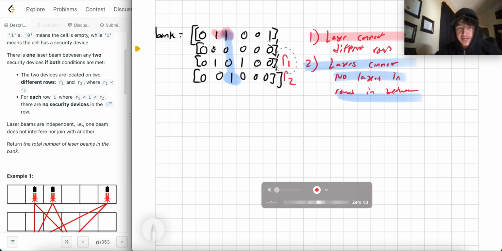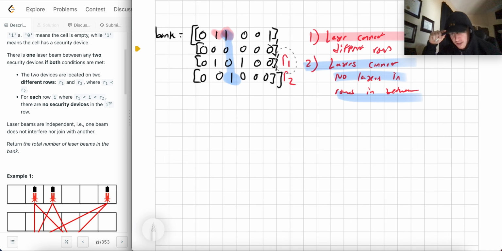There's only this weird case where, if you want to jump a row to make R1, R2, you have to have the case where there are no lasers on the row between. Okay, so those are basically the simple rules.